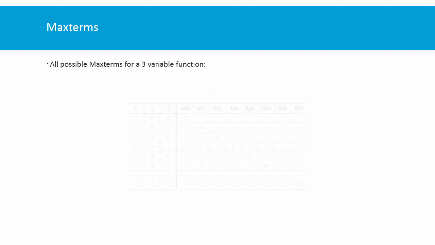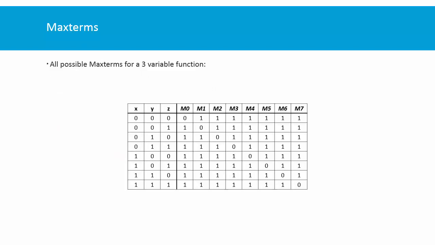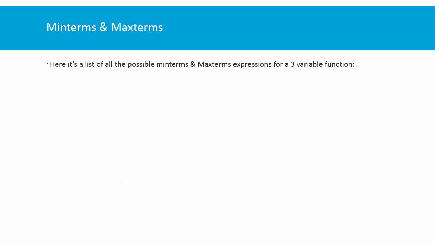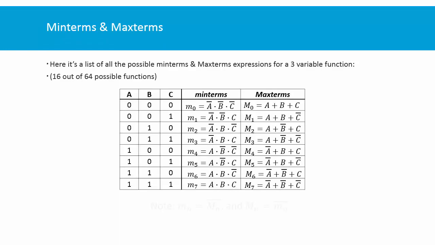Now let's see all the possible maxterms for a 3-variable function. See the difference is that now maxterms almost all the time have 1s, but they have 0s in specific rows. Now let's see a list of all the possible minterm and maxterm expressions for a 3-variable function. And this is just for you to see some relationships.